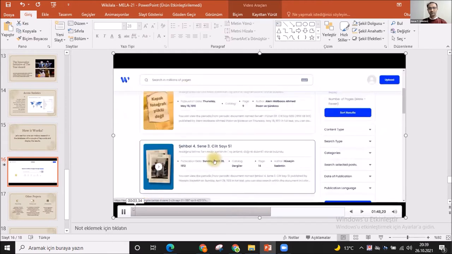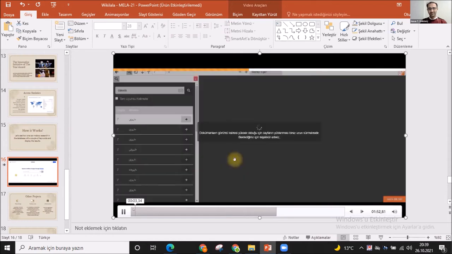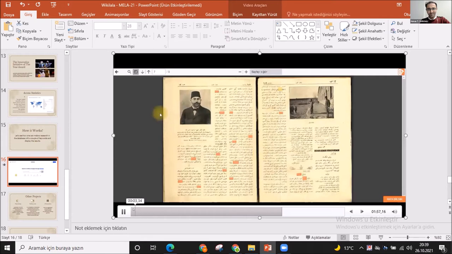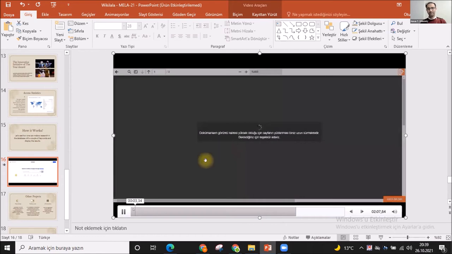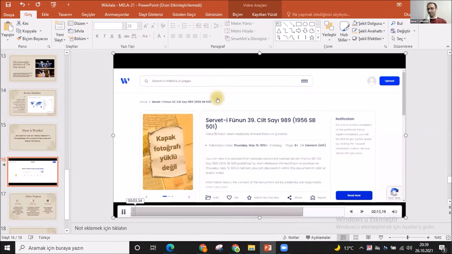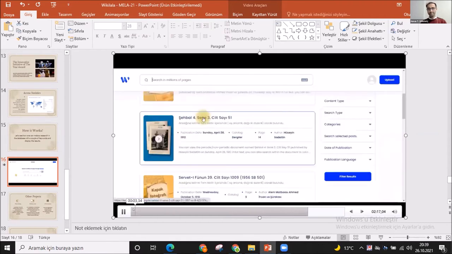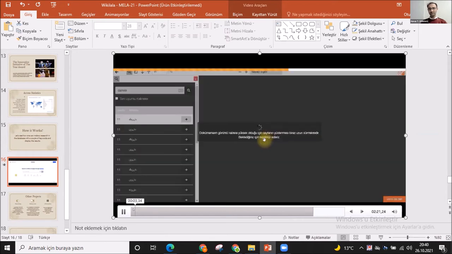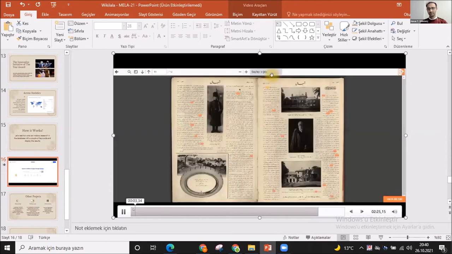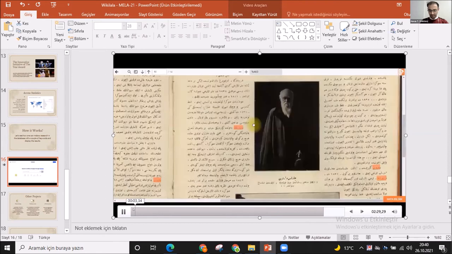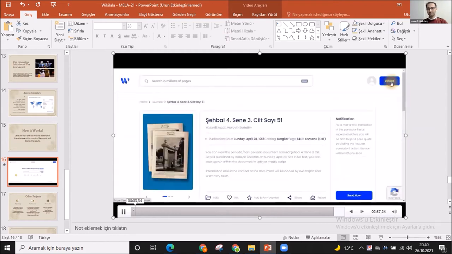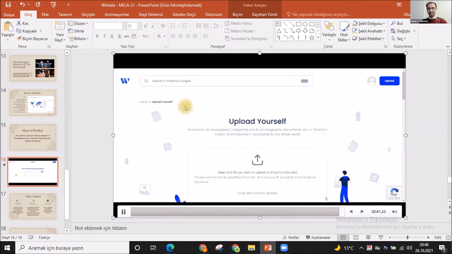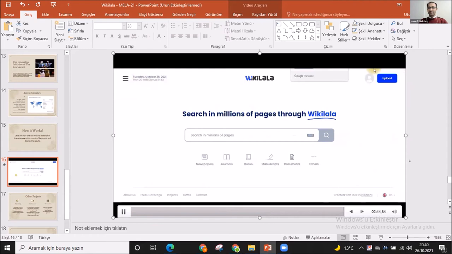And as a larger research, Darwin is looked for. Mr. Darwin, the late biologist and scientist. Yes, his mention and his own picture are seen. Upload yourself, you see. And this is it, as you have seen.